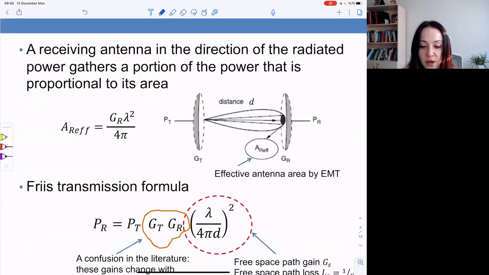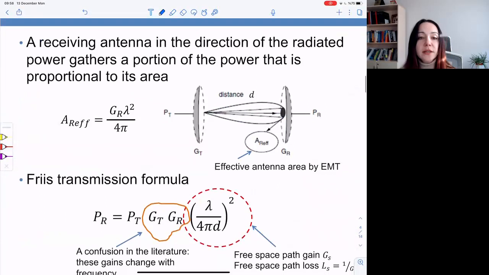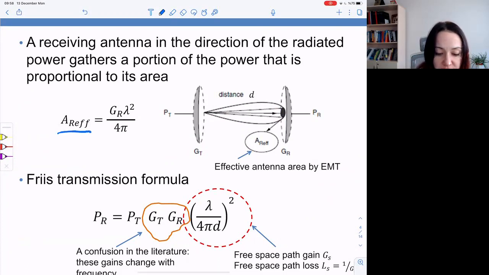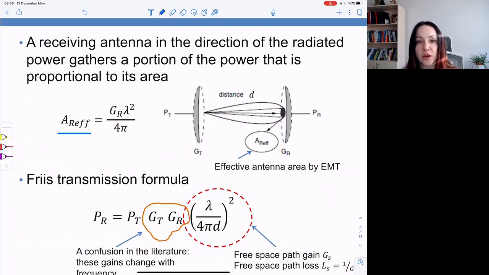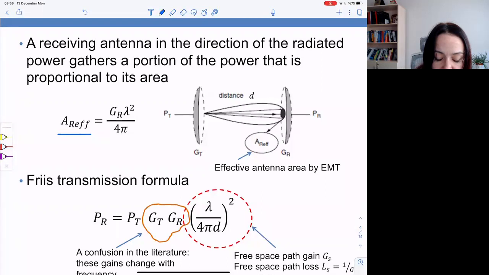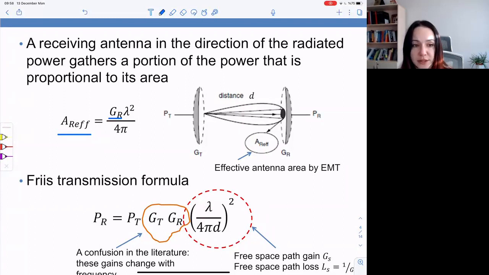Now, a receiving antenna in the direction of the radiated power gathers a portion of the power that is proportional to its area, of course. But the effective antenna area also has to do with other factors related to the design of the antenna. We summarize those factors in a value called G sub R, the receive antenna gain.